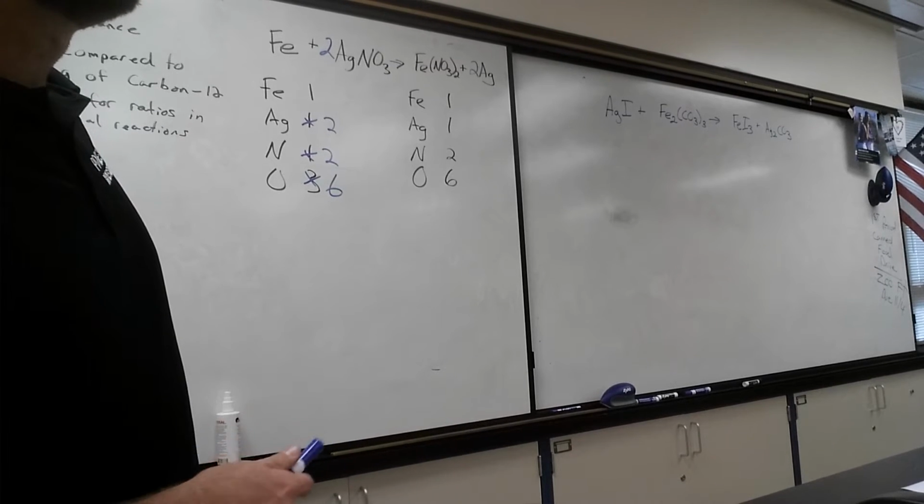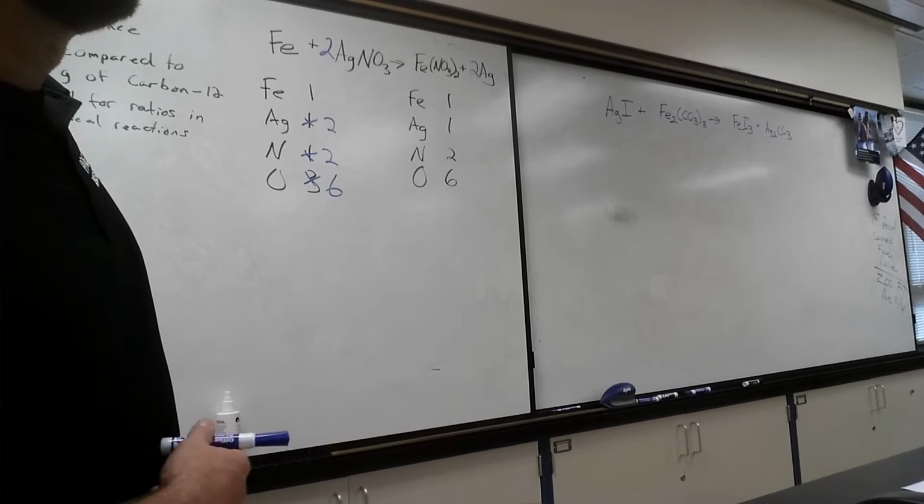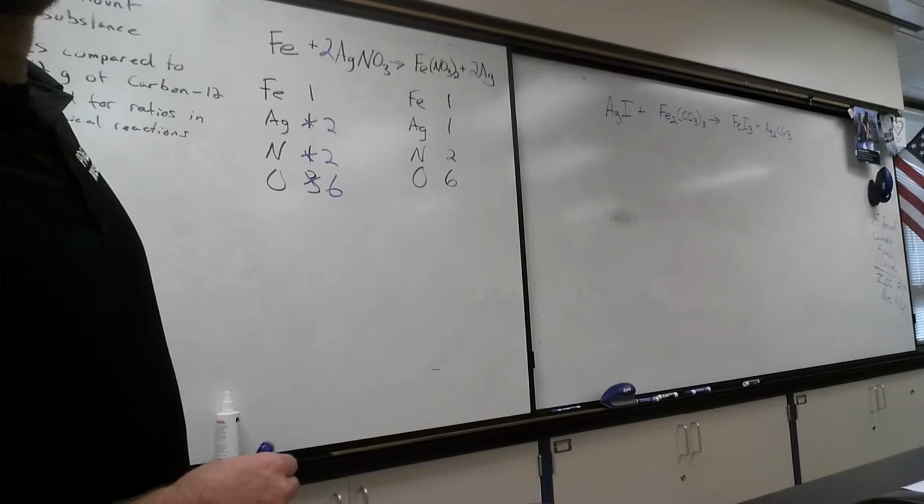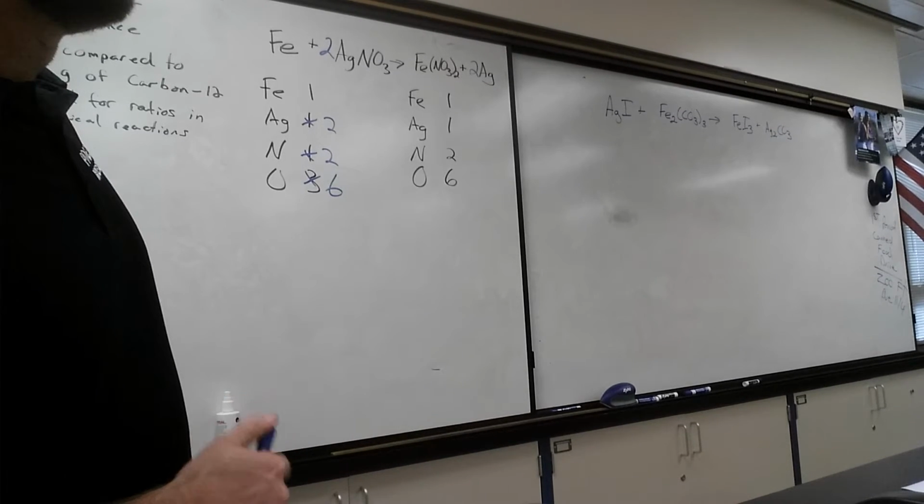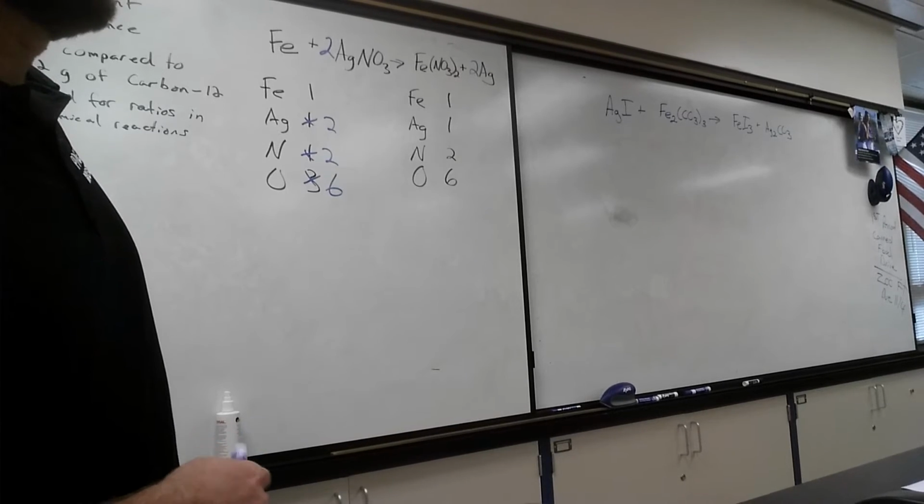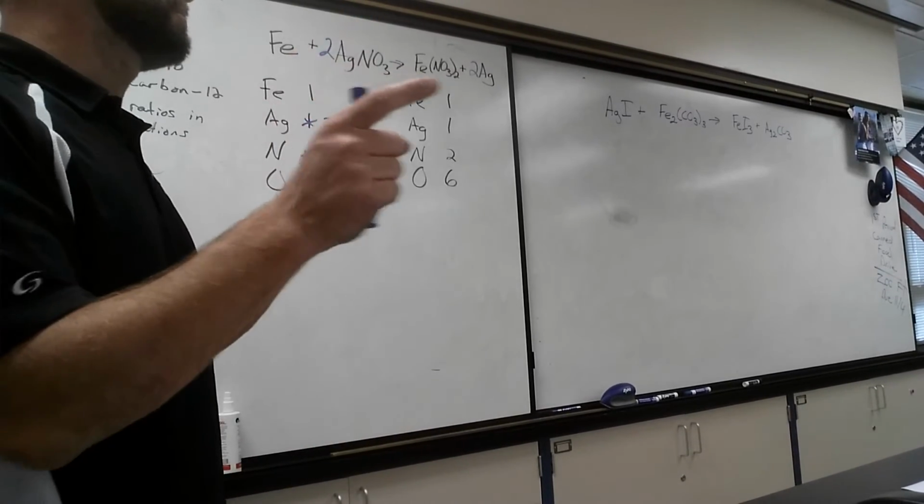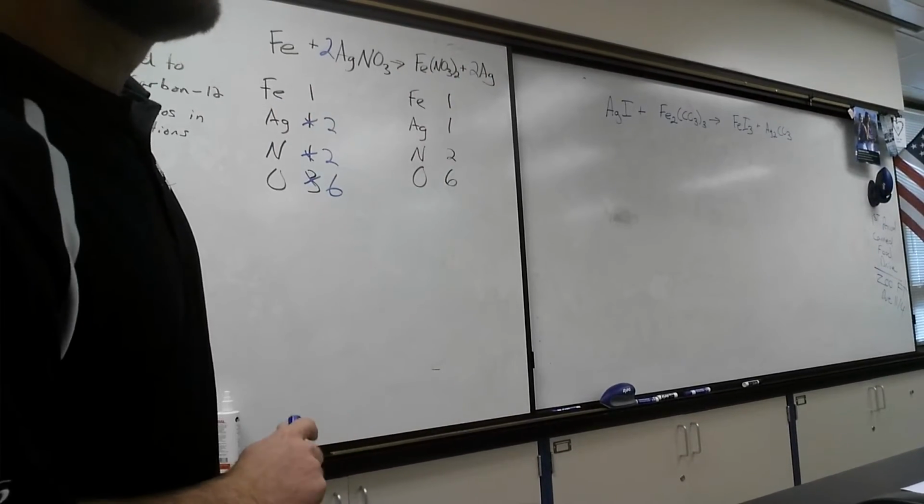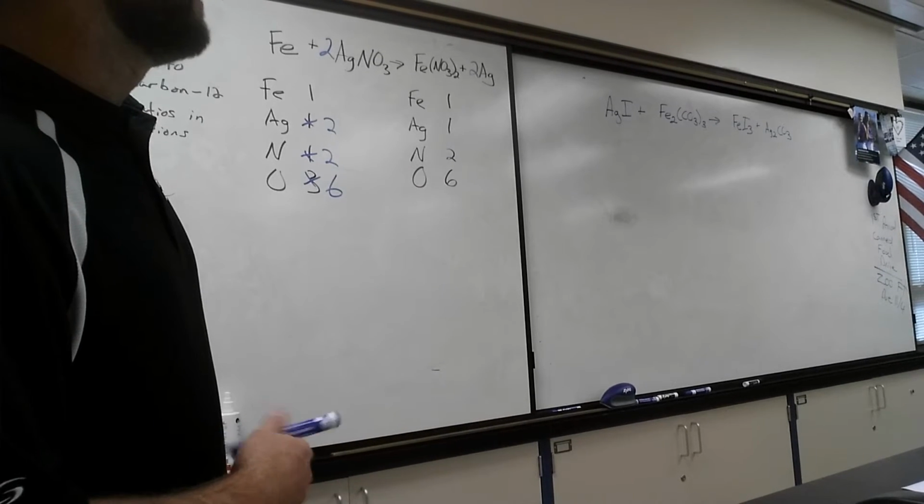Brittany, what kind of reaction is it? Double displacement. Why? Because two things move. The I moved to the Fe and the CO3 moved to the Ag. Very good. Double displacement. We took the 2 non-metals and switched them over to the other 2 metals. All right. Double displacement.